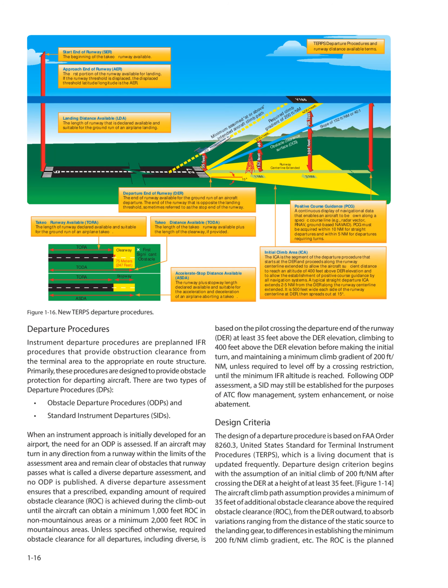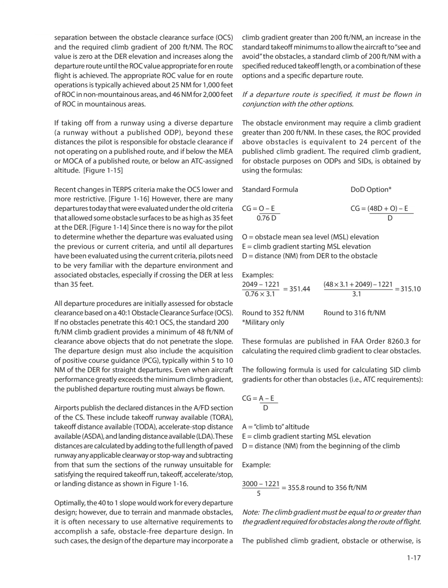The ROC is the planned separation between the obstacle clearance surface, OCS, and the required climb gradient of 200 feet/nm. The ROC value is 0 at the DER elevation and increases along the departure route until the ROC value appropriate for en route flight is achieved. The appropriate ROC value for en route operations is typically achieved about 25 nautical miles out for 1,000 feet of ROC in non-mountainous areas, and 46 nautical miles for 2,000 feet of ROC in mountainous areas.